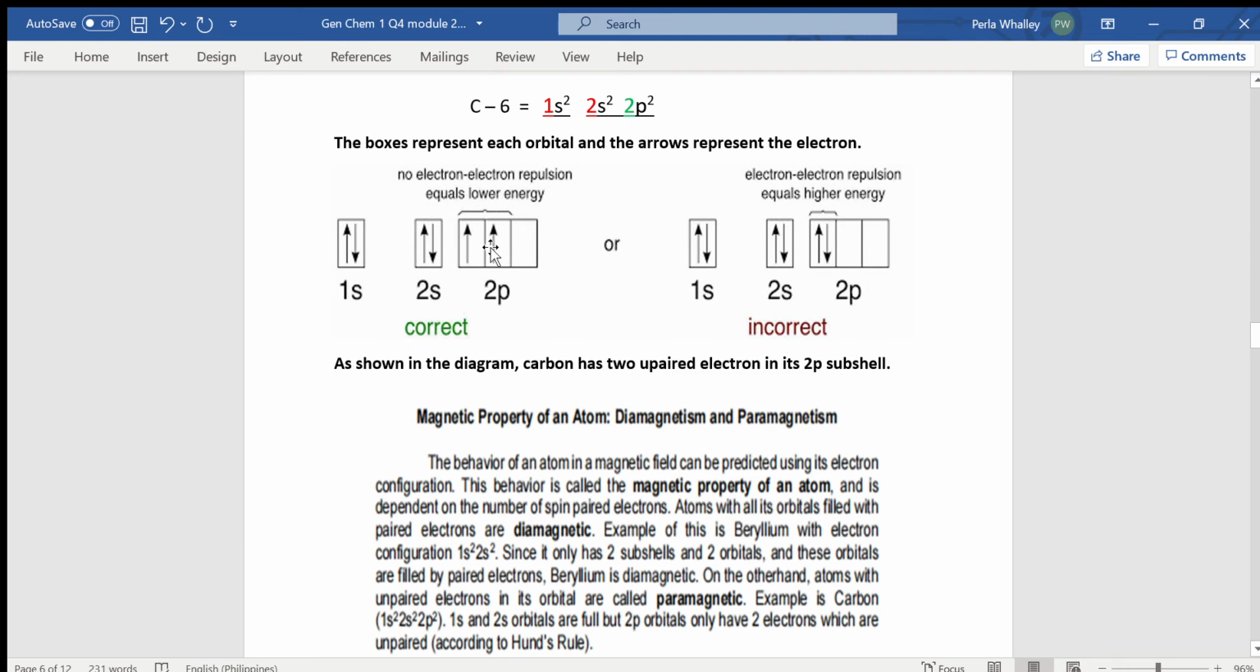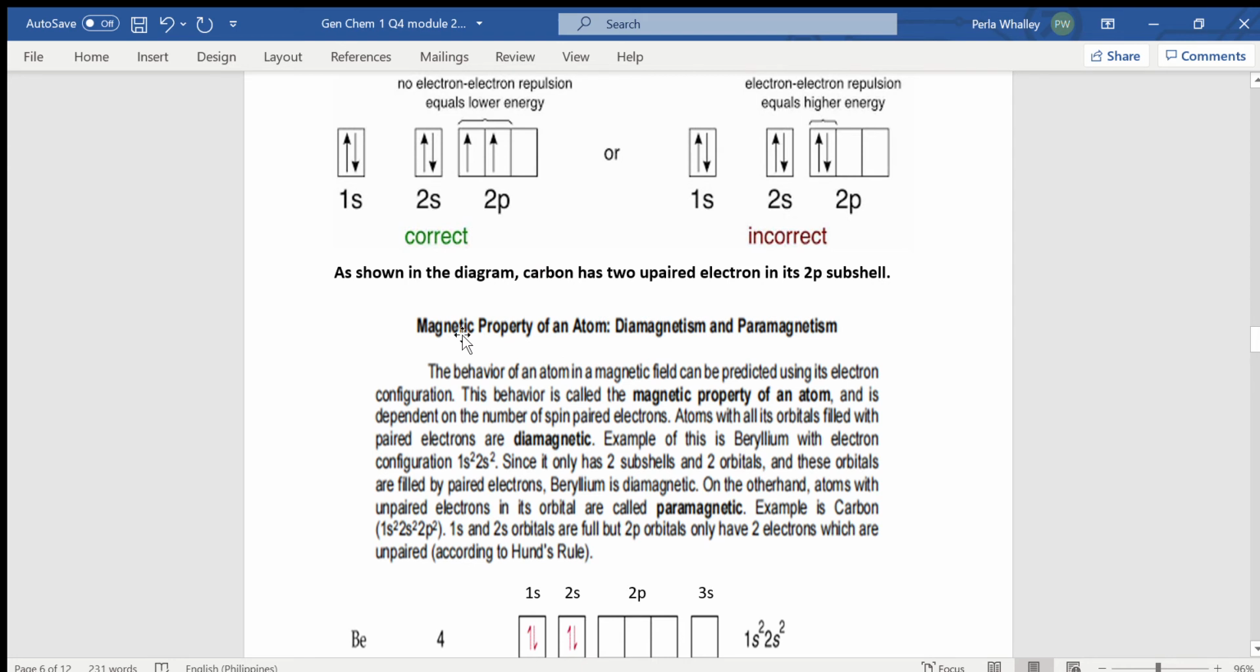So this one here does not have an extra electron. They haven't even filled up the whole 3 orbitals. So this would be the arrangement for carbon. There are 2 here which are unpaired. This is the wrong or incorrect way of writing it. Okay, this is the right way of writing it.